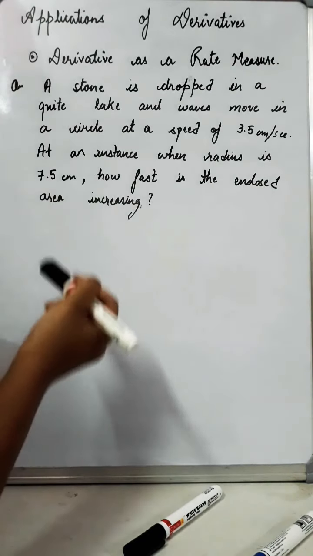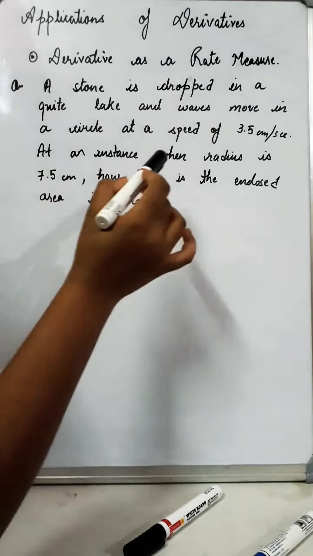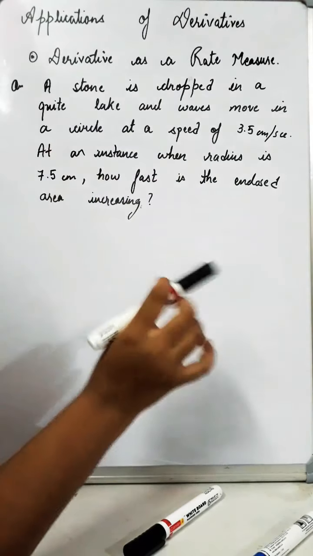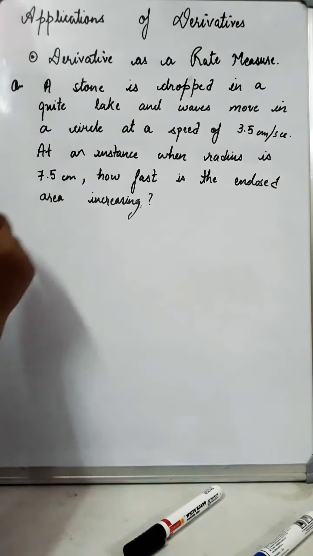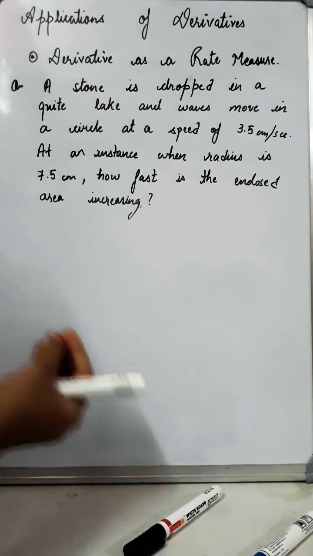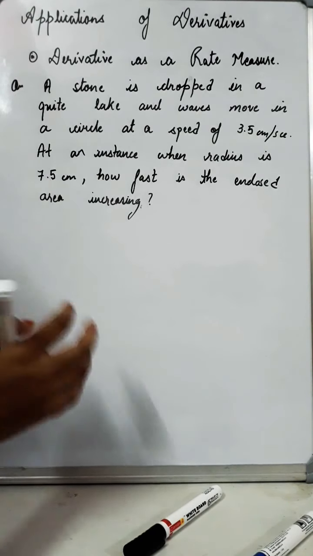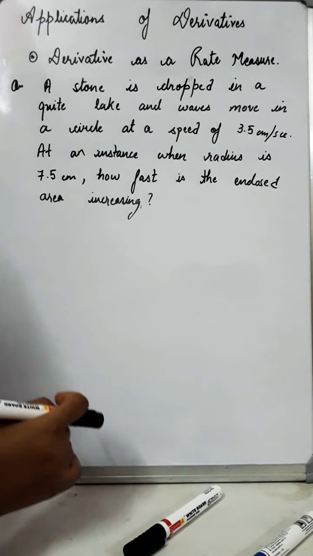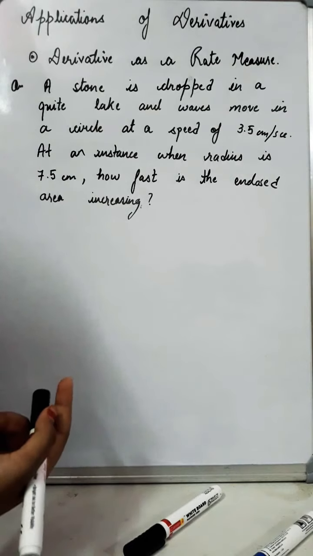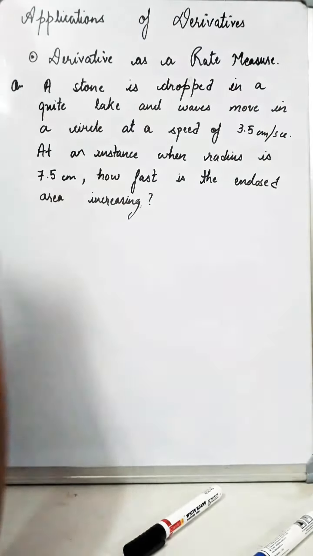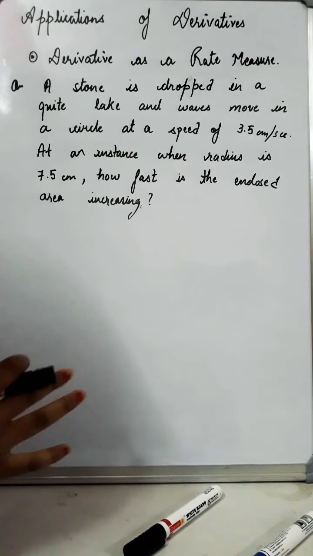Next, a stone is dropped in a quiet lake and waves move in a circle at a speed of 3.5 centimeter per second. At an instance when the radius is 7.5 centimeter, how fast is the enclosed area increasing? Now see, first of all read the question twice. This is some other kind of question. Here you have relative rate of measure. Time is also involved here. So this is quite different from all the questions that we earlier discussed.